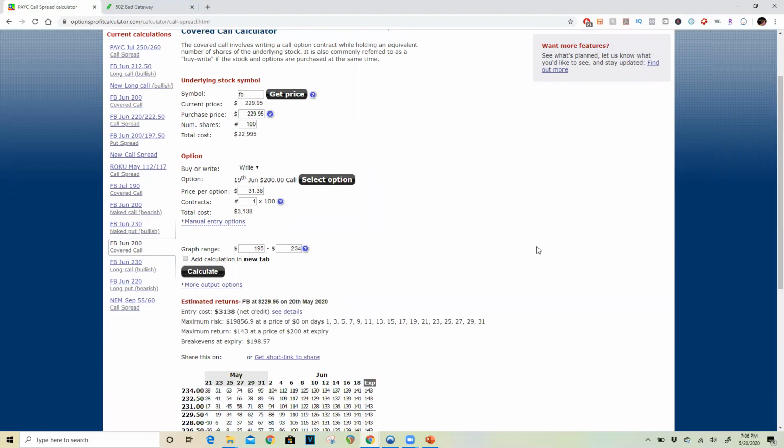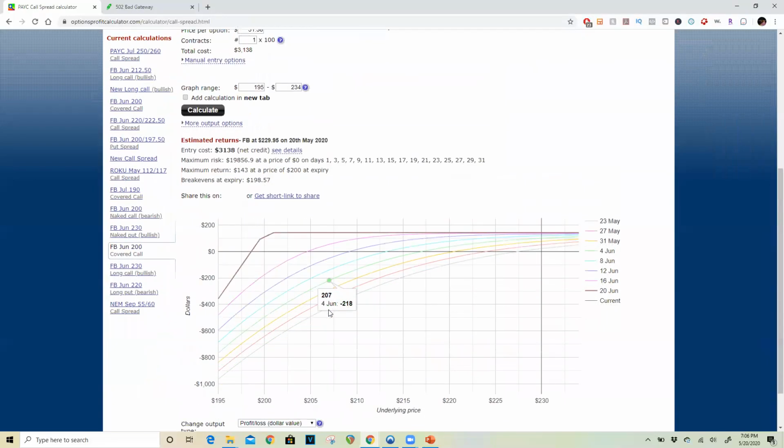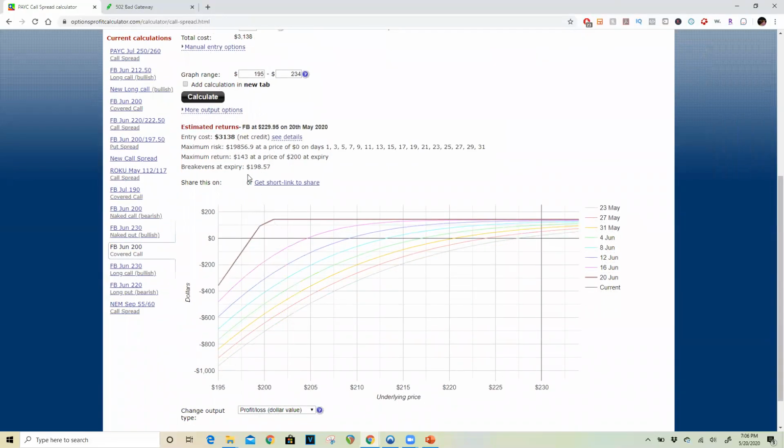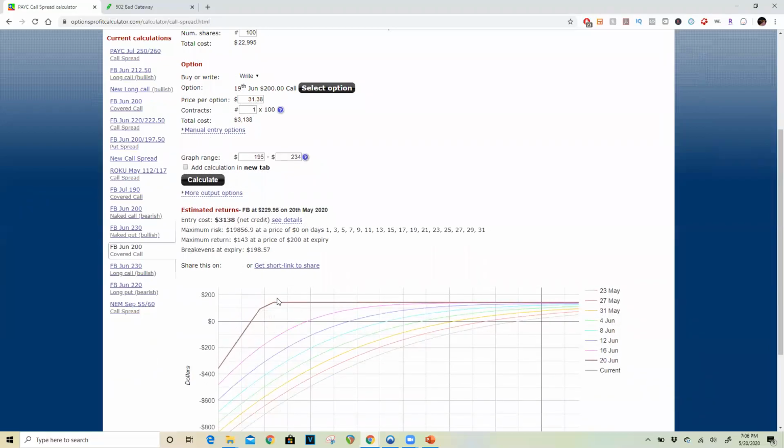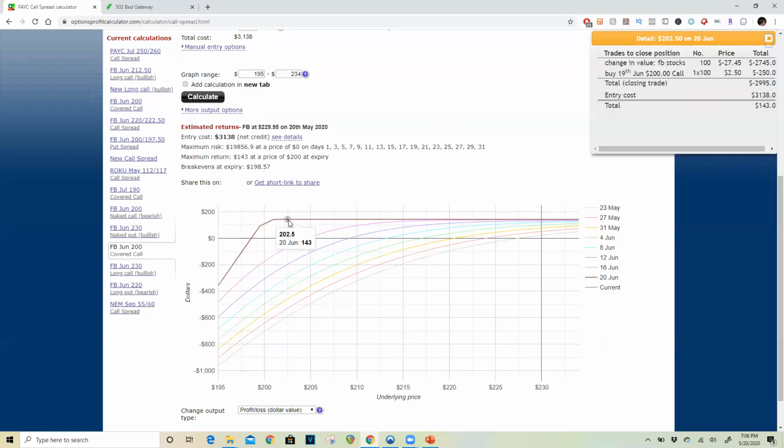Let's look at the graph. Look at this. At any price above the break-even price, you actually make money on it. It breaks even at $198.57, and for every price above here, which is $201 in this case, you get to make a profit of $143. If you want to understand how you make $143, you can just click on it and it shows you the math here.